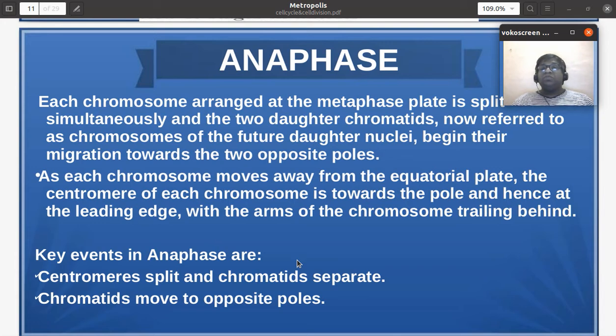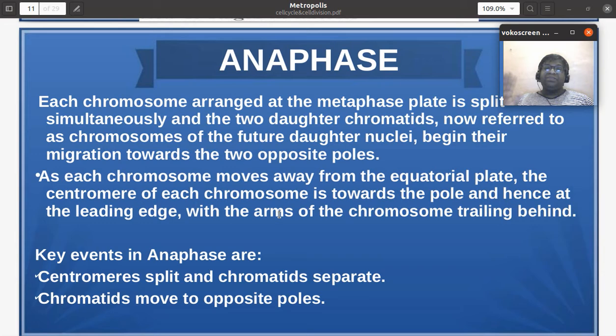As each chromosome moves away from the equatorial plate, you can notice that the centromere of each chromosome is towards the pole and hence at the leading edge, with the arms of the chromosomes trailing behind because they are pulling them by the centromere. So the centromere is going to be facing ahead and the chromosomal arms will be behind. So that is what you have to remember about anaphase.